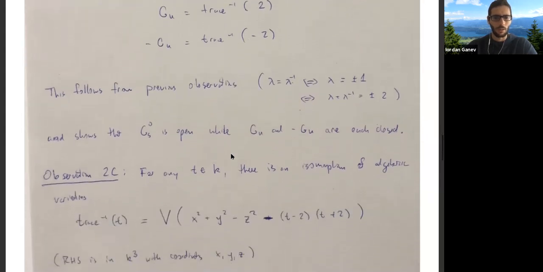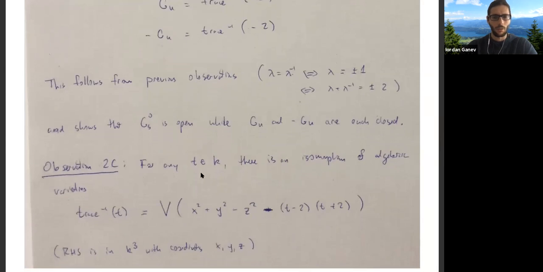Okay, so this is the claim. If we have t in K, the ground field, an algebraically closed field, and characteristic not equal to 2, then the fiber of the trace map over t is the following vanishing locus of an ideal in the polynomial algebra in 3 variables. So this will live in K^3, with variables x, y, and z.